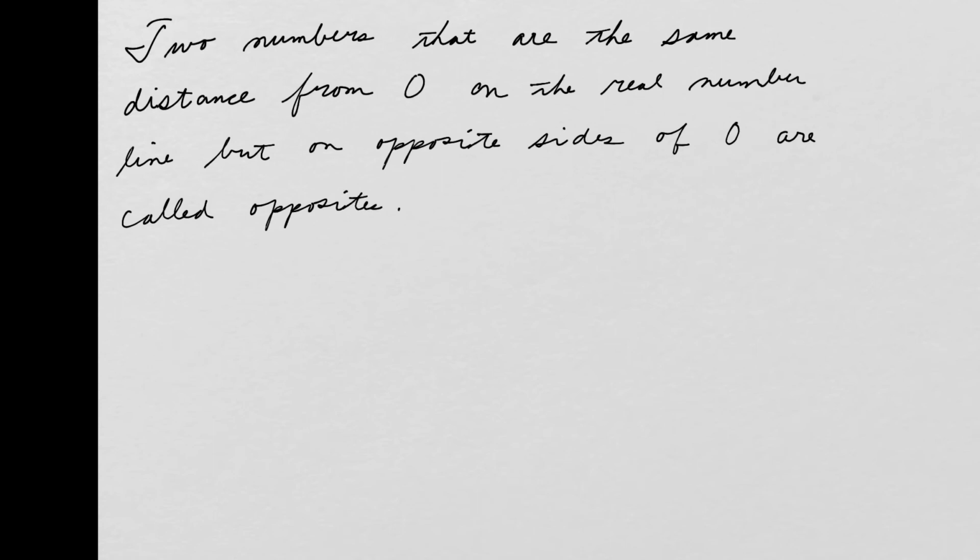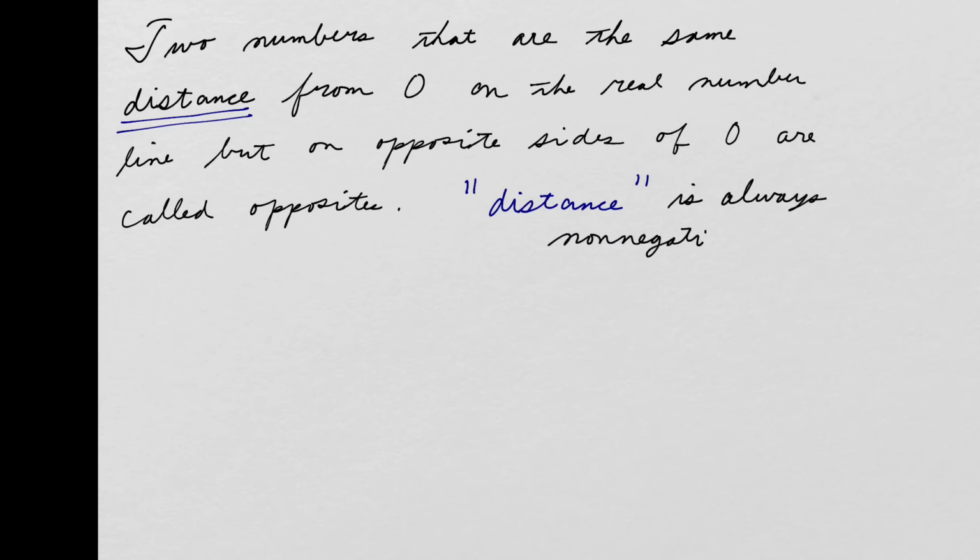Okay, now the key word here is distance. We have to understand what distance means. Distance is always going to be a non-negative value, right? It can never be negative. It could be 0, or more typically it's going to be a positive value. So let me write that down. Distance is always non-negative, meaning it's 0 or greater, right?